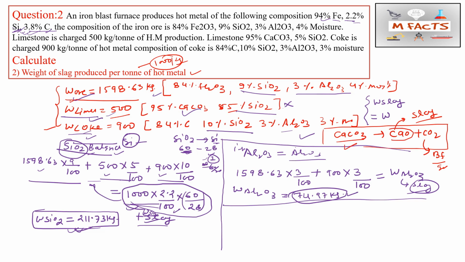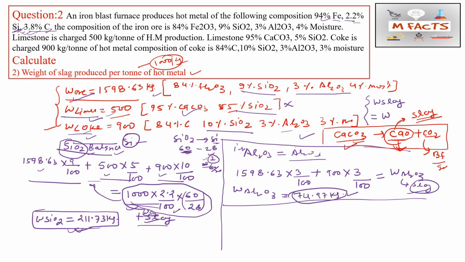We need to balance this CaO, that is lime. So that lime we will balance, and this CaCO3 will break at high temperature and produce one CaO and one CO2. The CO2 will go in blast furnace gas, and this CaO will go in slag.